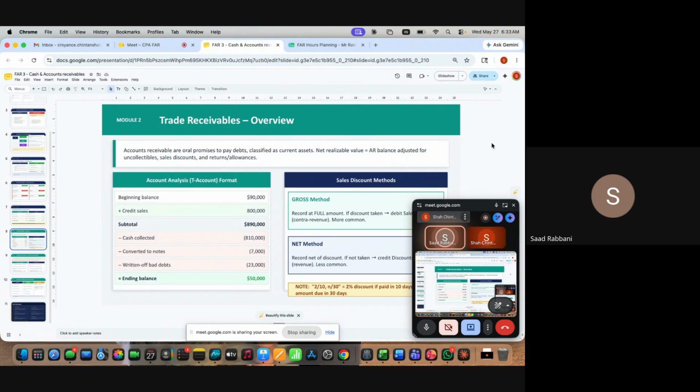What does converted to notes mean? So basically, when there is accounts receivable, either they will give you cash or a bank check, or they may give you a promissory note. They say that on a so and so date, I will promise to pay you this amount, and they sign a legal contract, which is called a promissory note. That promissory note, you can go to a bank or a third party and encash it. So it's just like cash, but not hard cash, a cash in the form of a promissory note.